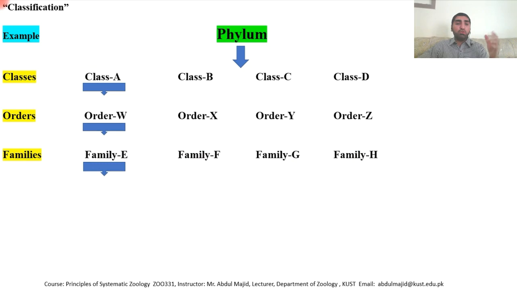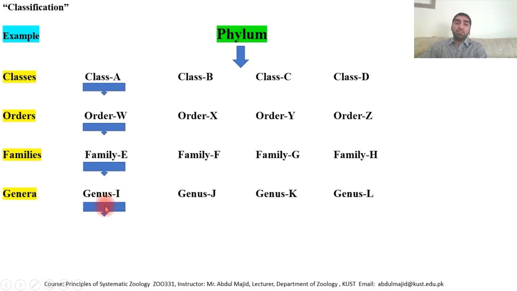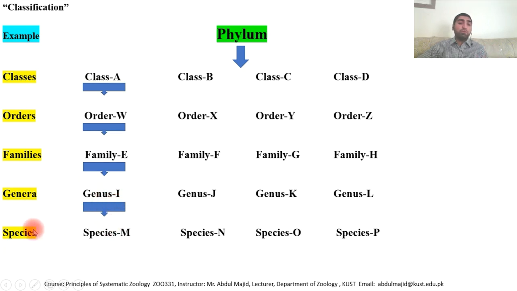Family E is again a very huge group, so we'll divide it into subordinate groups, which will be genera: genus I, genus J, genus K, and genus L. Then again you forget about these three genera, just think about genus I. Again we divide the genus, because it's a very huge group, into species: species M, species N, species O, and species P. So this is the downward classification, where we split the huge group into subordinate, smaller groups, and so on and so on.